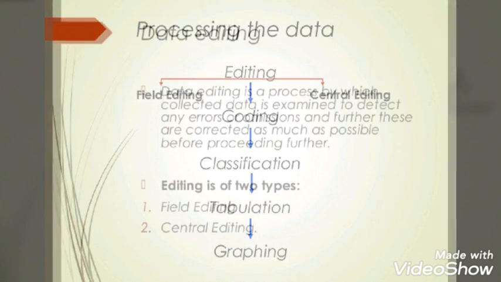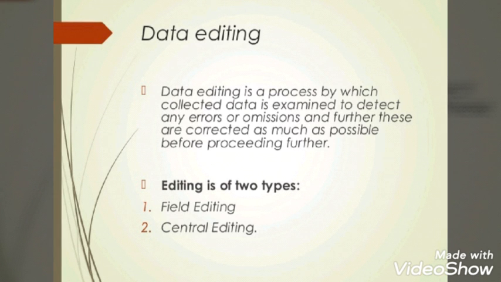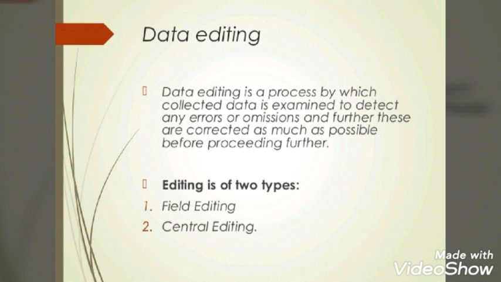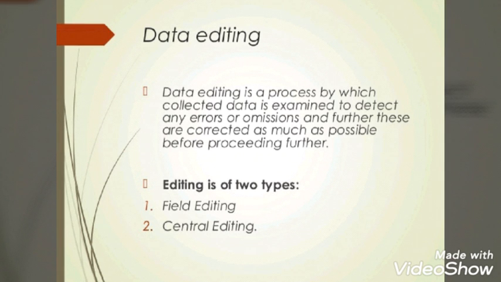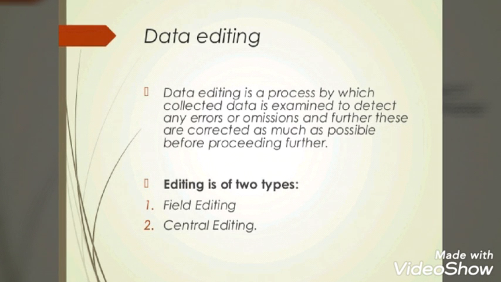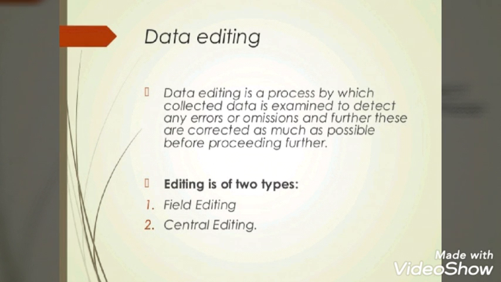So data editing is the process by which collected data is examined to detect any errors or omissions, and these are corrected as much as possible before proceeding further. Whenever you are collecting any information, you have to go through it once to check whether anything is missed or there is any error, to make your information perfect. So whenever you are collecting any data, you go through it and find any errors to exclude them and make your data perfect. This is what data editing is.